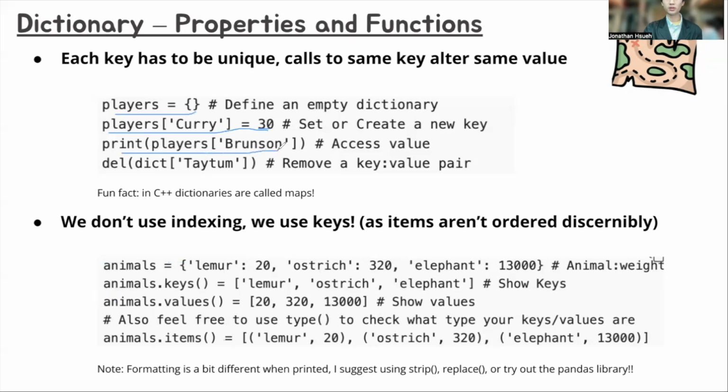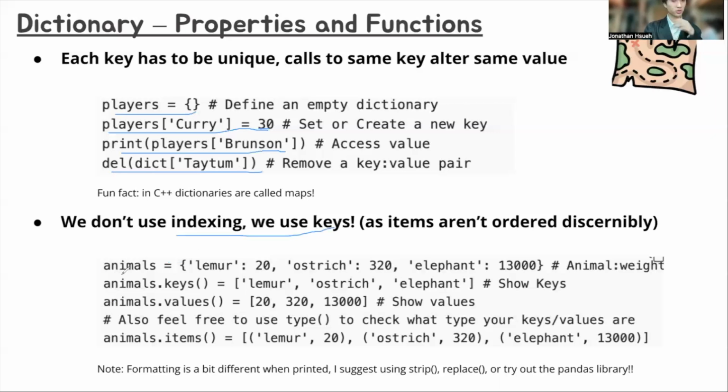If I want to print out the item that is Jalen Brunson, it will print out his jersey number. And if I want to delete, like let's say Tatum, because he got injured recently, it removes it from the dictionary. And we don't use indexing, we use keys. As items aren't ordered discernibly, they're used with a system called hashing, which is a story for another time. If you want, feel free to talk to me.